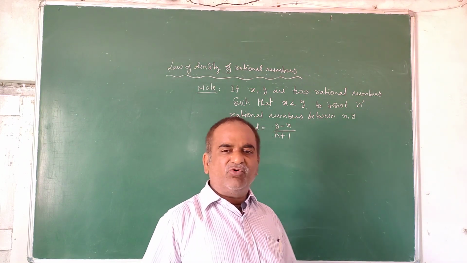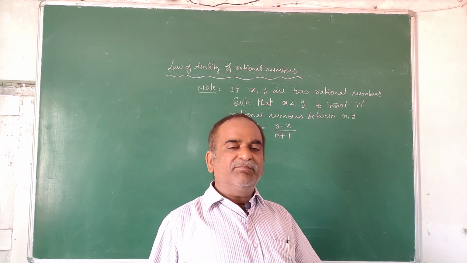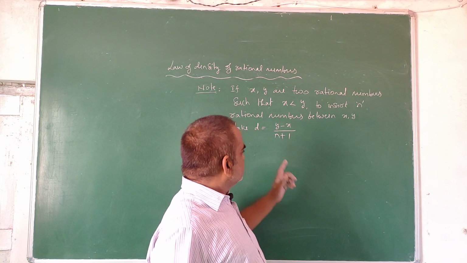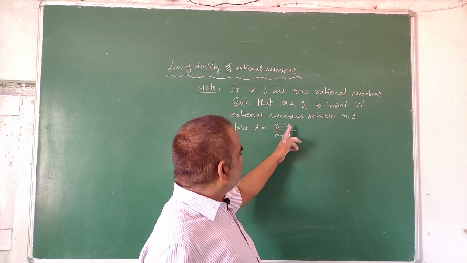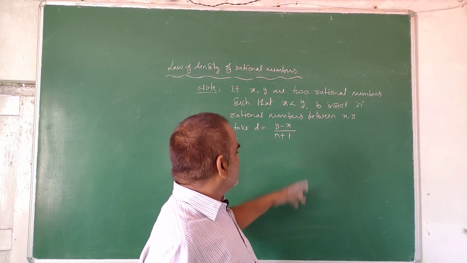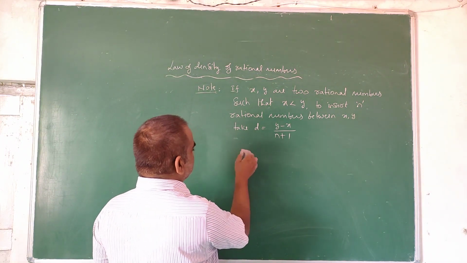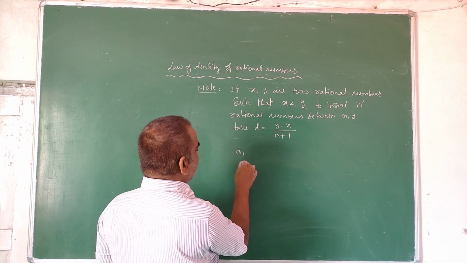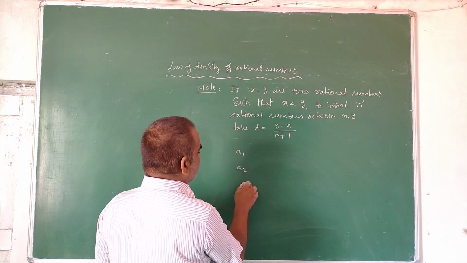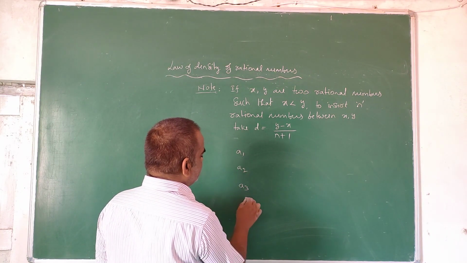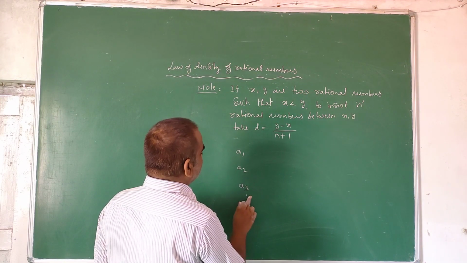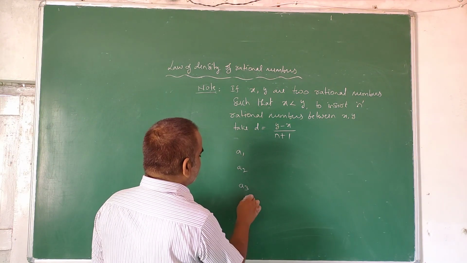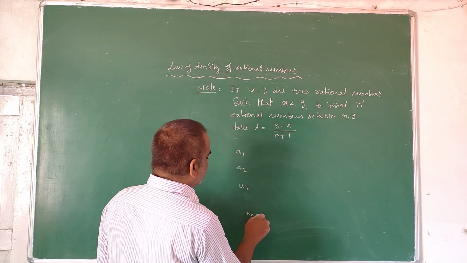Remember that, don't think more than required. I am giving a simple method. So take d is equal to (y minus x) by (n plus 1), and the first rational number between x and y, say a1, second rational number a2, third rational number a3, and so on. We are inserting n rational numbers. So an is the nth rational number.